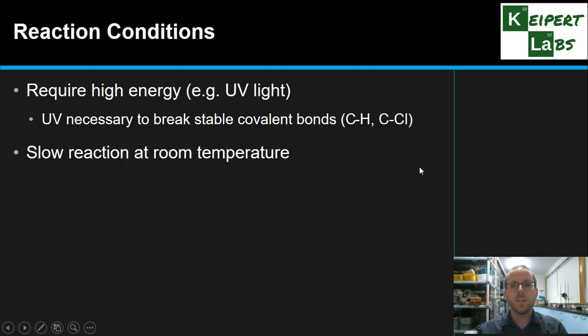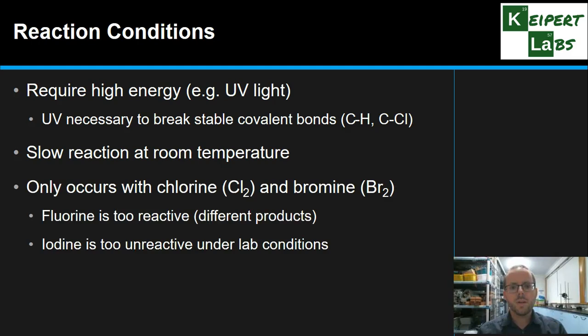And likewise, the reaction is quite slow at room temperature. So even with the UV light, this reaction is not very rapid. Maybe 5 or 10 minutes for a small sample that has sufficient excess. But for larger samples, we might be talking a much longer time scale. Okay, and it only occurs when we are reacting with chlorine and bromine, because fluorine is too reactive, whereas iodine is too unreactive under normal lab conditions. So we're only talking about chlorine and bromine being able to be added in this situation.